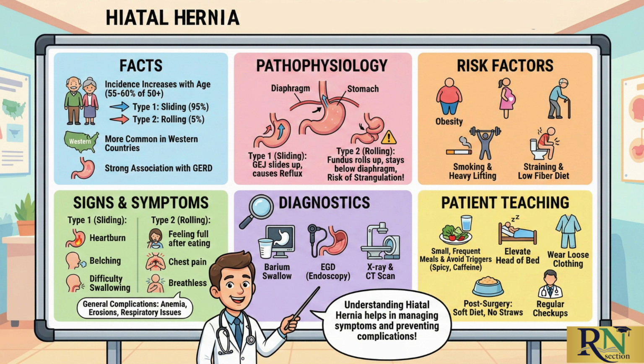Here you see we have the facts, the prevalence. The incidence increases with age, with about 55% to 60% of those affected being 50 or older. 95% are type 1, the sliding hernias, while 5% are type 2, the rolling. So it's paraesophageal hernia.